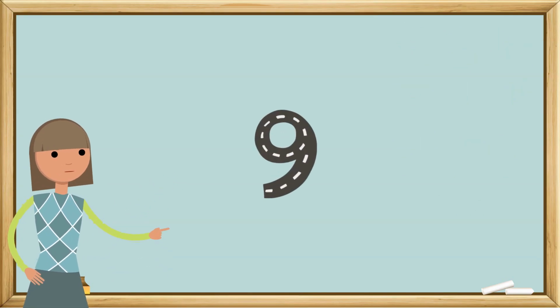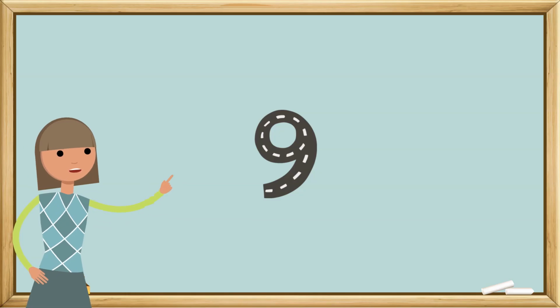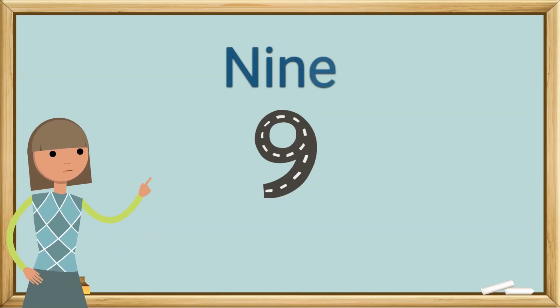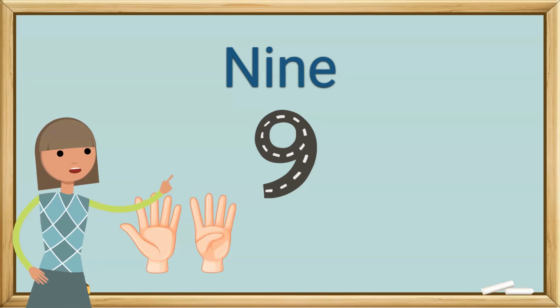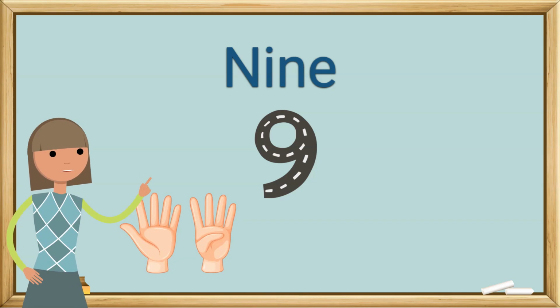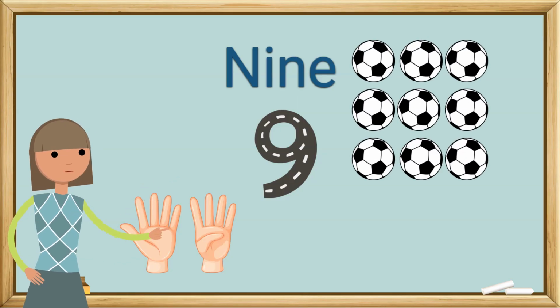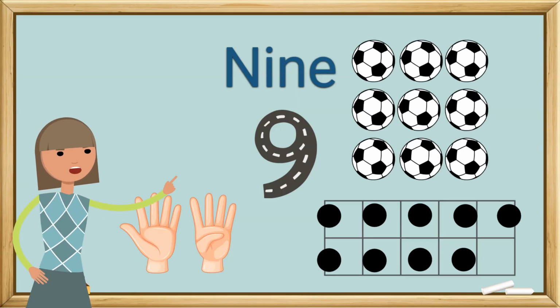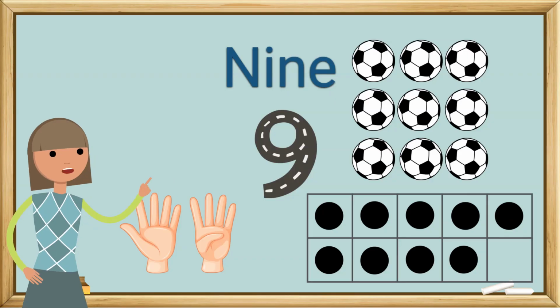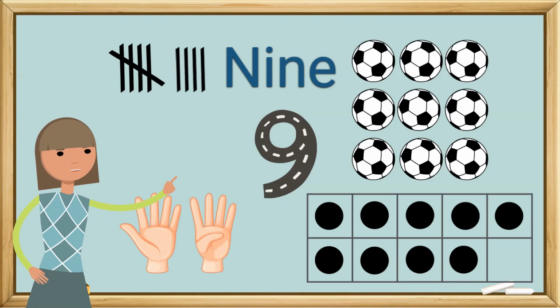This is number 9. You can represent number 9 by writing 9 using letters, by showing 9 fingers, by having 9 things or objects, or marking 9 dots on a tens frame, or having 9 tally marks.